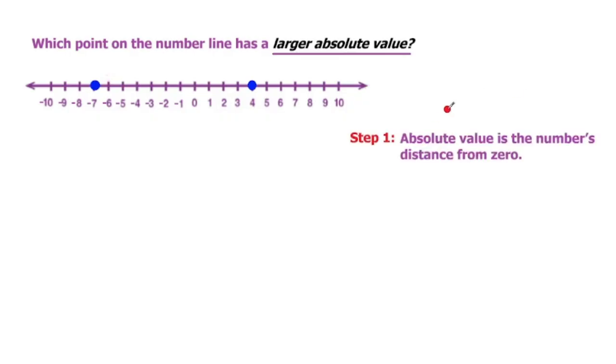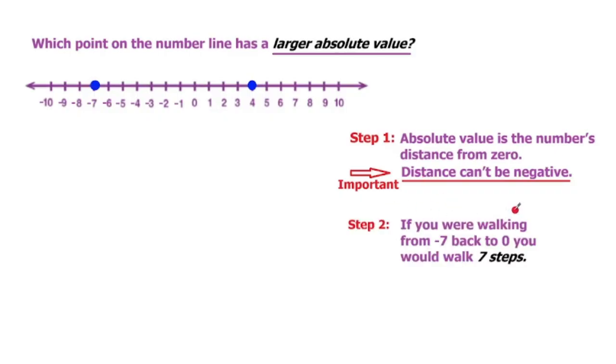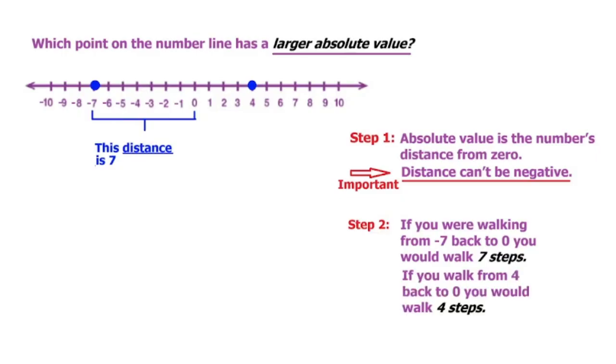So the first step is to understand that absolute value is the number's distance from 0. And this is important. Distance can't be negative. Okay, you can't have a negative distance. So if you're going to go from here to the origin, that distance cannot be negative. So if you were walking from -7 back to 0, you would walk 7 steps. Okay, 1, 2, 3, 4, 5, 6, 7. This is the origin. So this distance is 7, not -7, because you take positive steps, right?